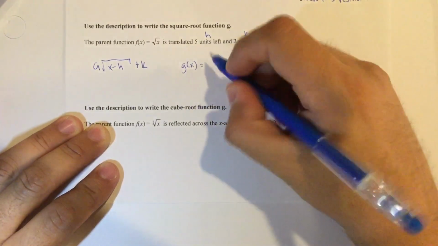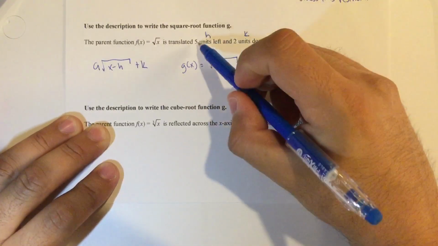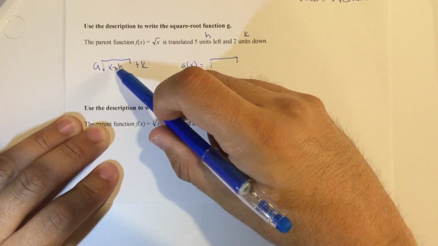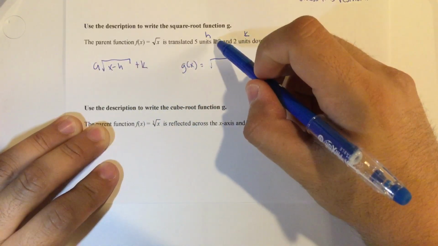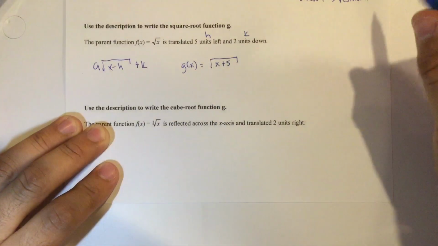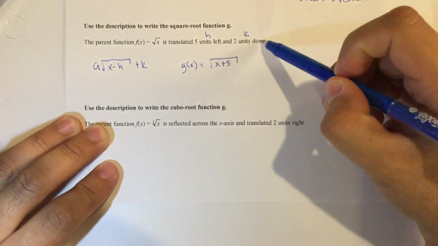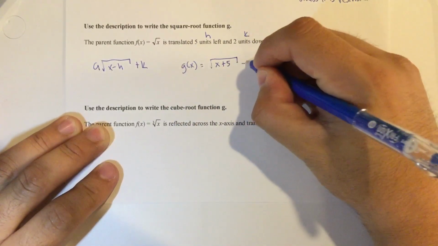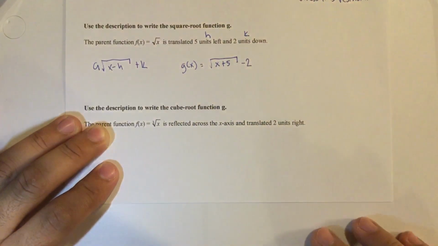I do have an h value, so the square root of, it says left 5 units. So in here, I do the opposite. Instead of saying x minus 5, which is left, I'm going to do x plus 5. And the k value says to go 2 units down, and that's what it is. So going down 2 units means to subtract 2.